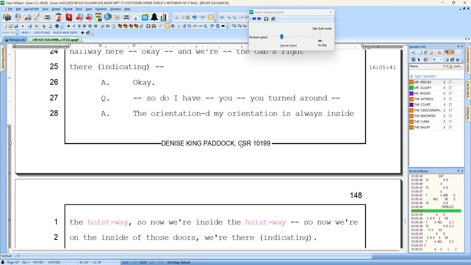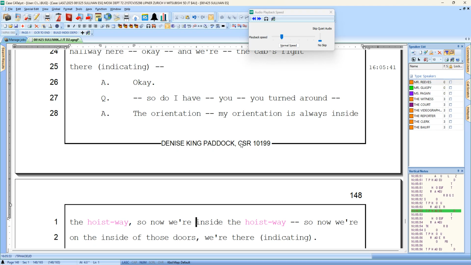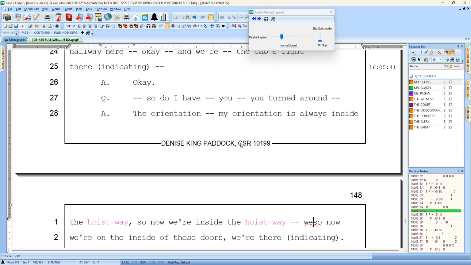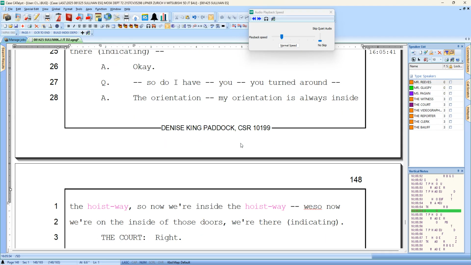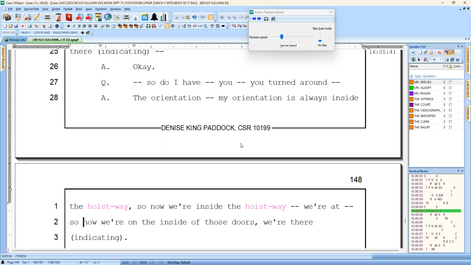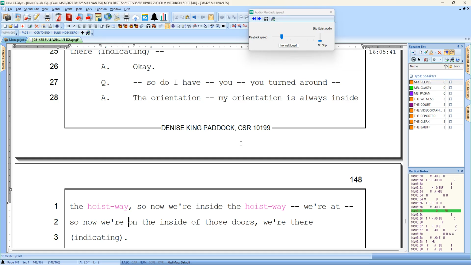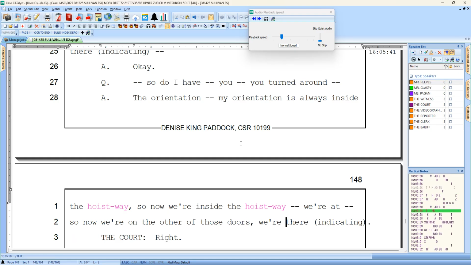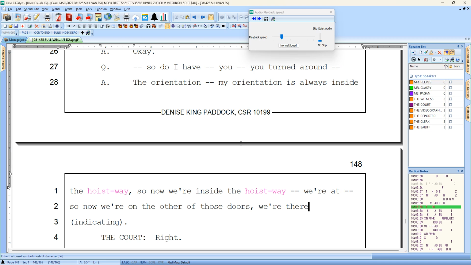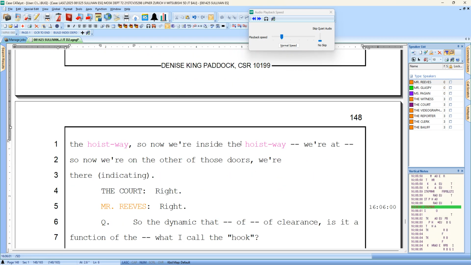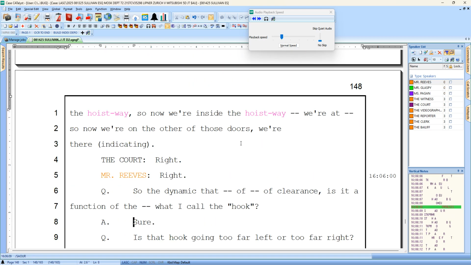You turn it around. My orientation is always inside the hoistway, so now we're inside the hoistway. Look, so now we're on the other side of those doors. So the dynamic of clearance, is it a function of what I call the hook? Sure.